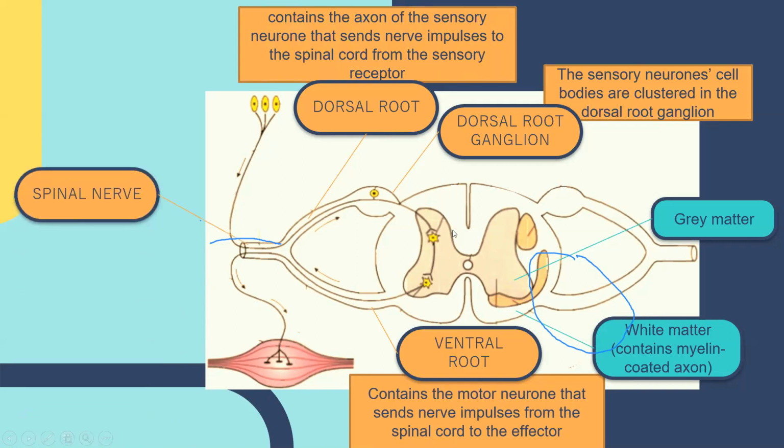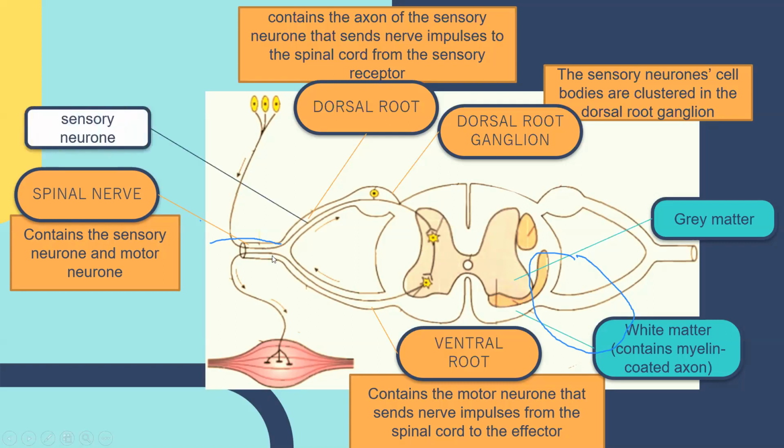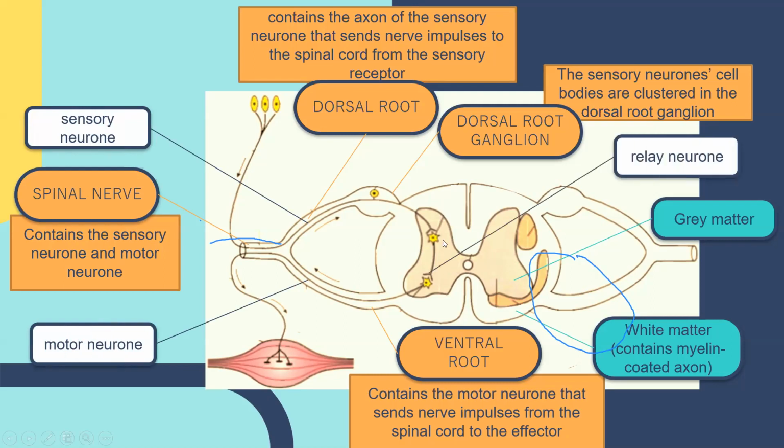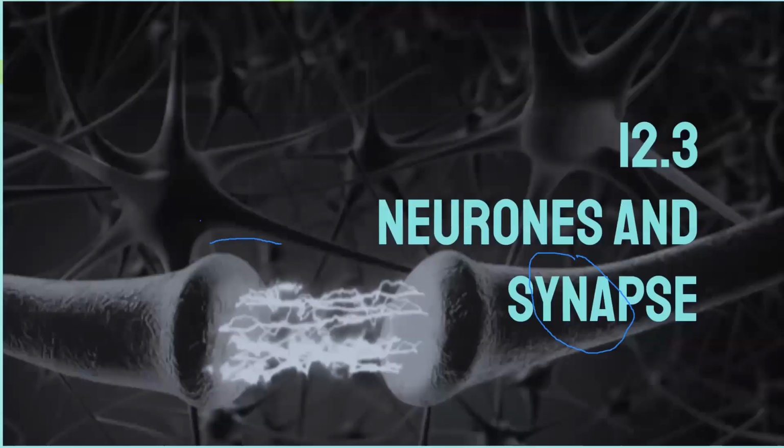This part is known as the spinal nerve. If you notice, the spinal nerve contains both sensory neuron and motor neuron. Again, this is the sensory neuron and this is the motor neuron. And what is inside the gray matter? In the gray matter here, we have a relay neuron. Got it? All right, so that's all for 12.2.